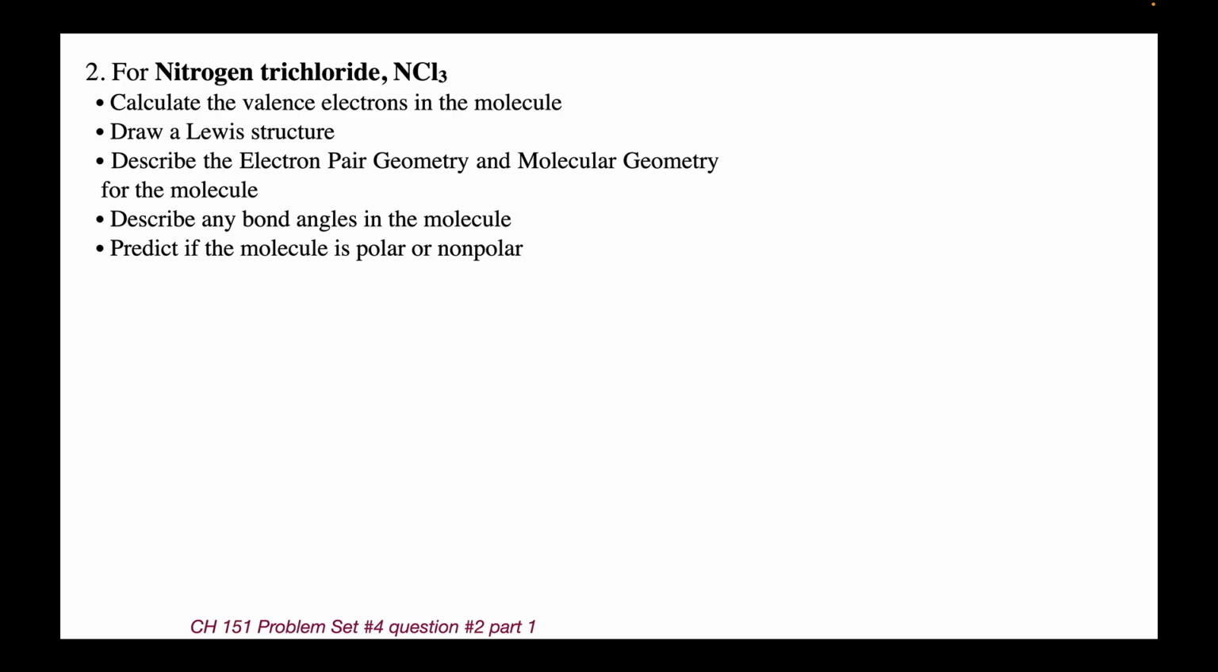The next example is for nitrogen trichloride, and we're going to do all the same things that we did before. We're just going to go through them now with a different molecule. So first of all, count valence electrons. Nitrogen on the periodic table is group 5, so there's 5 valence electrons. Chlorine is in group 7, so there's 7 valence electrons, and there are 3 chlorines. So 5 plus 21 is going to be 26 valence electrons, and if you divide that by 2, that would be 13 pairs of electrons. So technically valence electrons would be 26, but we're going to use 13 here in a little bit.